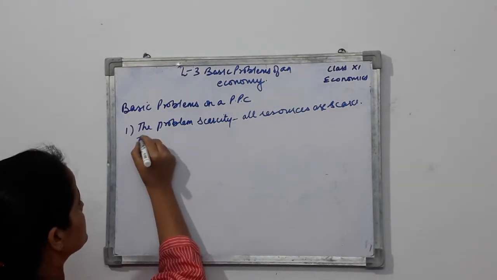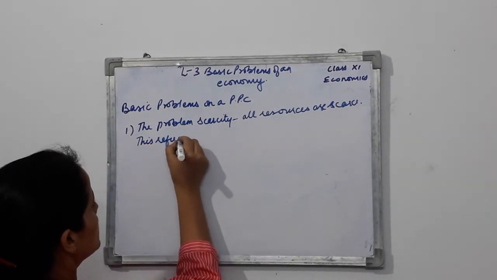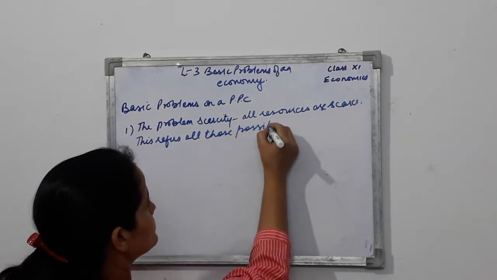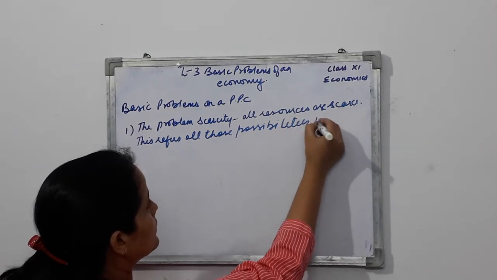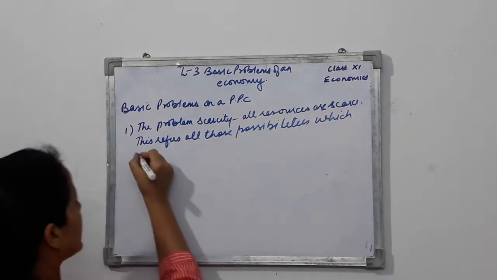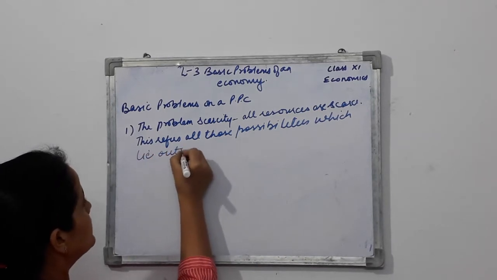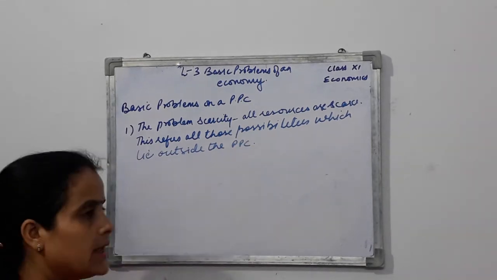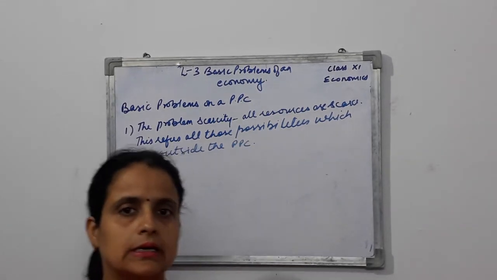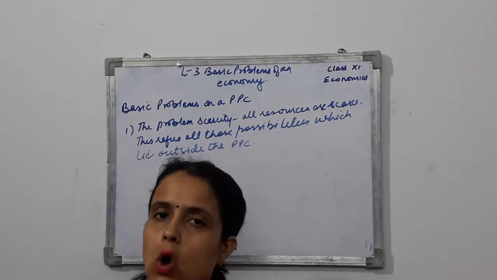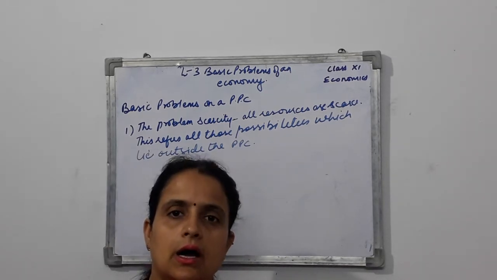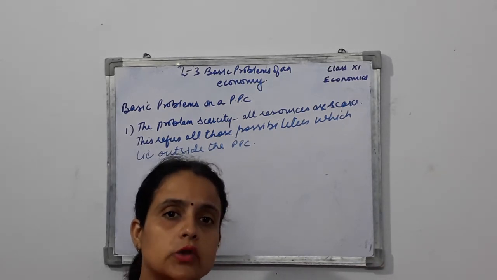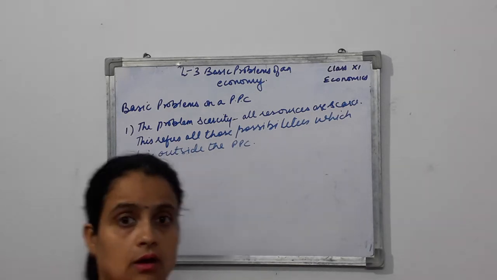Now this problem refers to all those points, all those possibilities which lie outside the PPC. See, now I told you that production possibility curve is the curve which shows different combinations of two goods which can be produced within the nation with the given technology and the given resources. But what about those points or those possibilities which we cannot achieve?